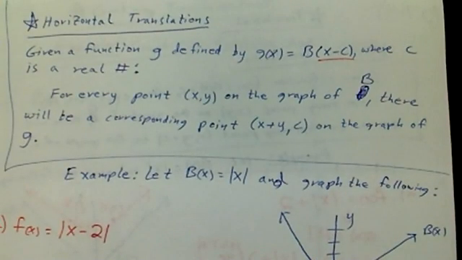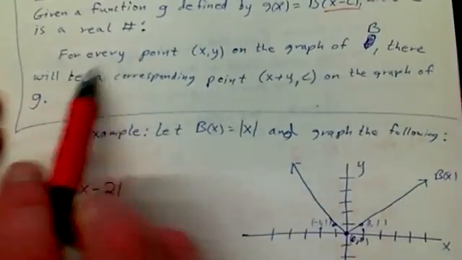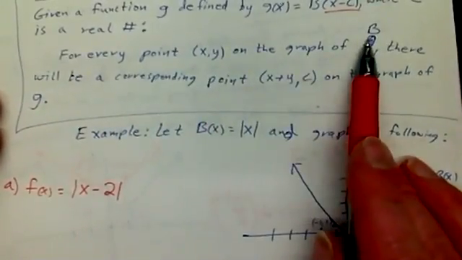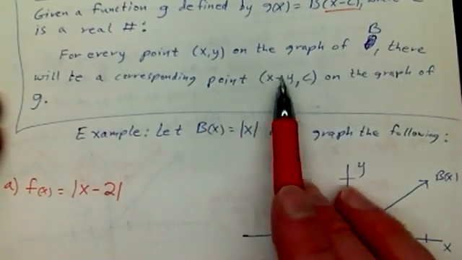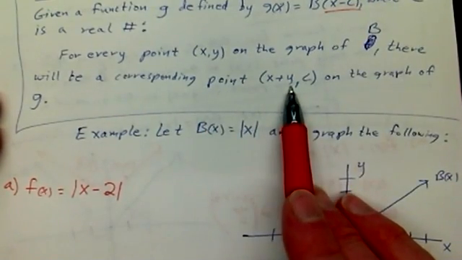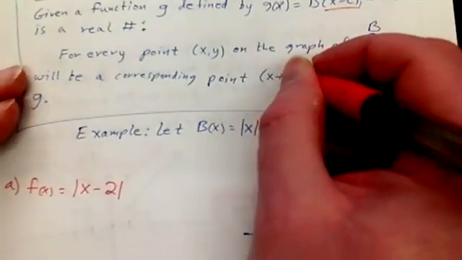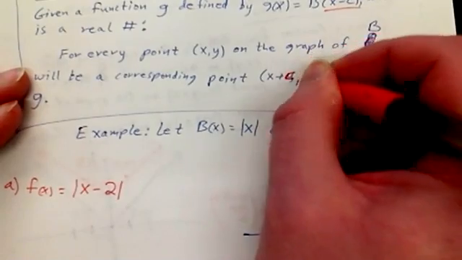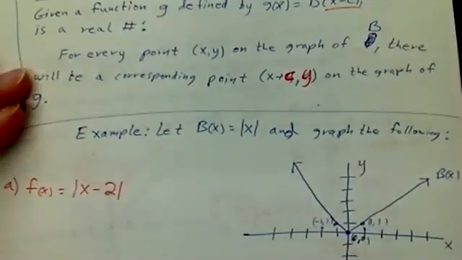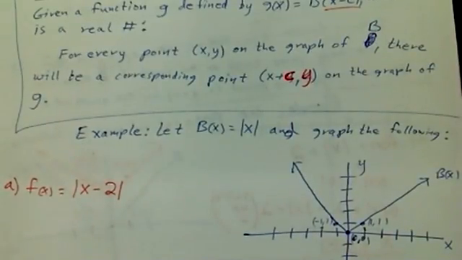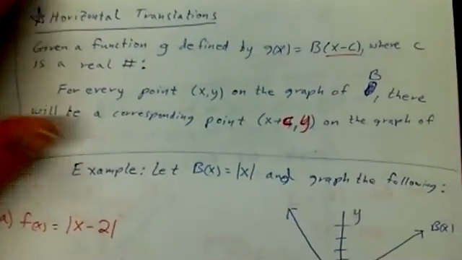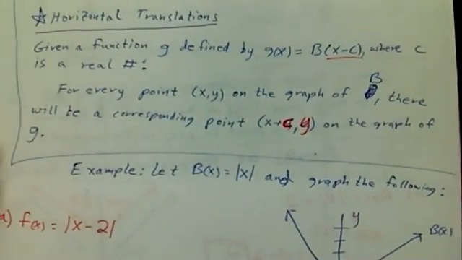So if it's happening inside, usually things happen to the x's, and that is what happens here. For every point x, y on the graph of the base function, there will be a corresponding point x plus c, comma y on the graph of g. So this actually shifts in the opposite direction of what you would expect.